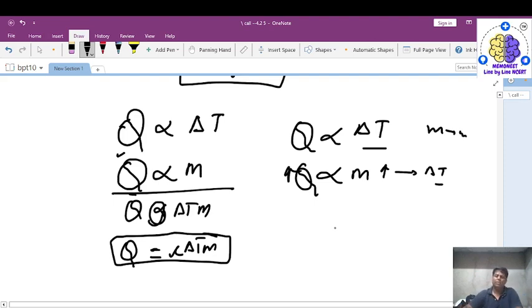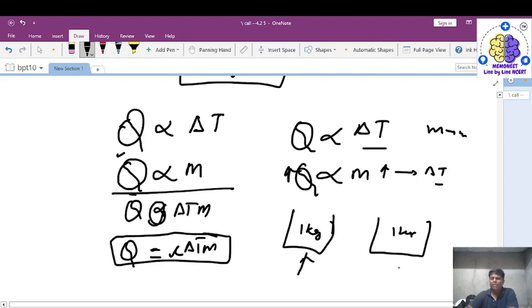Now let's understand with an example. Let's suppose in a container I have 1 kg of a substance, and in another container I also have the same mass of a substance, that is 1 kg. I heat both the substances with the same burner. Why the same burner? Because I want to assure that the rate of heat supplied to the bodies is the same. Then, if I want to change the temperature from, let's say, 0 to 5 degrees centigrade, and here I want to change the temperature from 0 to, let's say, 15 degrees centigrade.